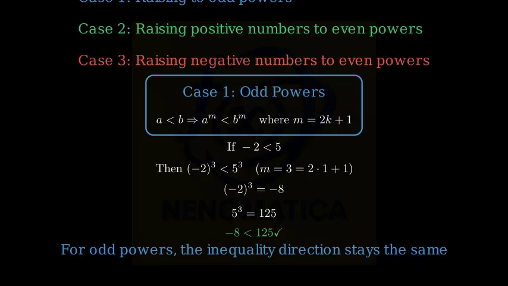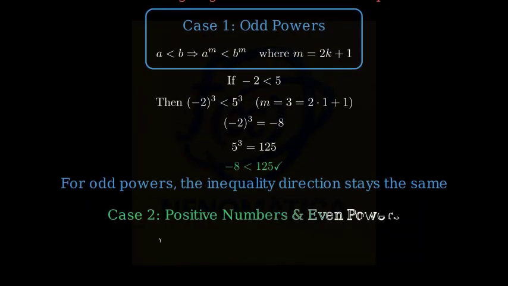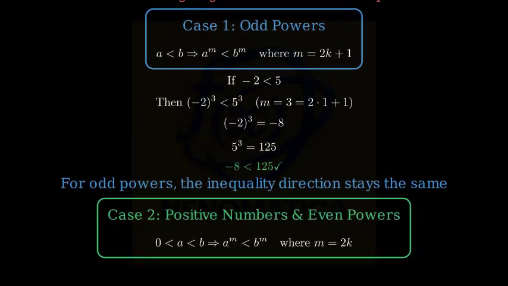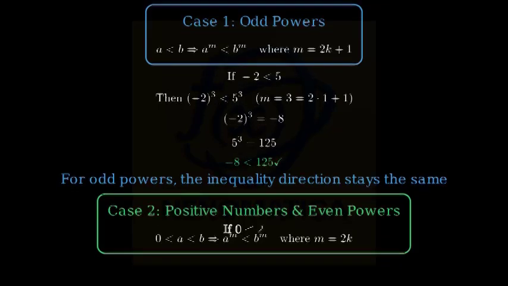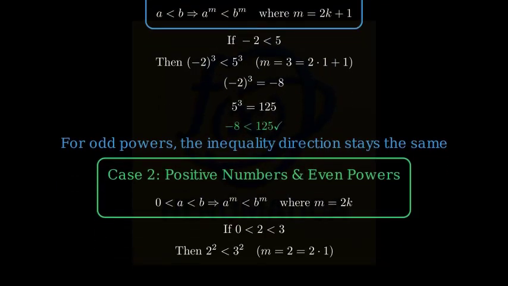Now let's look at case 2, raising positive numbers to even powers. The rule states that if 0 is less than a which is less than b, then a raised to the power m is less than b raised to the power m, where m equals 2k, meaning m is an even number. For example, if we have 2 is less than 3, then 2 squared is less than 3 squared, since 2 is an even number.